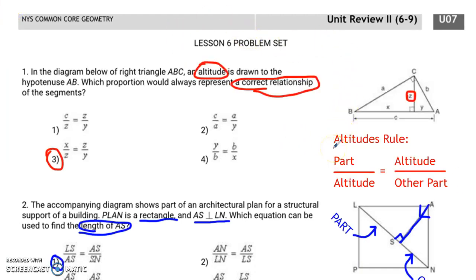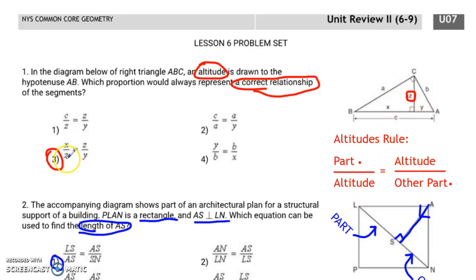Alright, in the Lesson 6 problem set, you should have known that we were working with the altitudes rule. It works for right triangles, and it says that the part over altitude equals altitude over other part. These parts are the parts of the hypotenuse. If you look at this hypotenuse here, one of the parts is x, one of the parts is y. It doesn't matter which part you start with as long as you alternate, and as long as the altitude goes on a diagonal here.